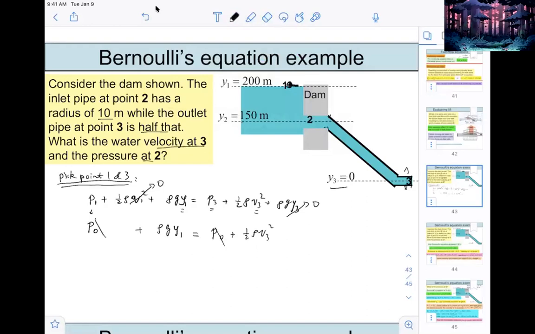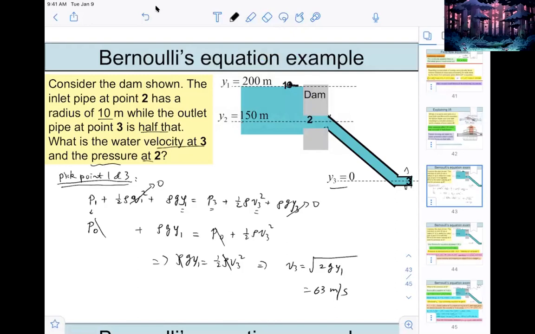Okay, so you can see that we got rho G y1 equals 1/2 rho V3 squared. Cancel rho. We get velocity 3 is the square root of 2 G y1, which is 63 meters per second. Okay, so this is really just the water falling. That is the speed from free fall.